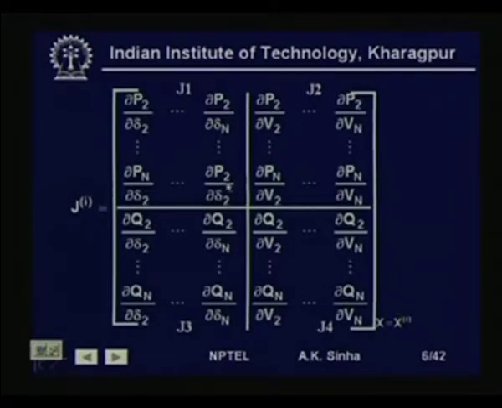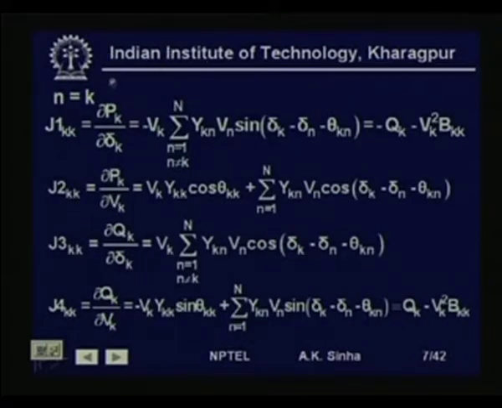The Jacobian matrix, as I said earlier, is this: J 1 is del P by del delta submatrix, J 2 is del P by del V submatrix, J 3 is del Q by del delta submatrix, and J 4 is del Q by del V submatrix. The values are computed at ith iteration by substituting the value of the state variables at ith iteration. Now, we can calculate the elements of the Jacobian matrix. This we had done in the earlier lesson.